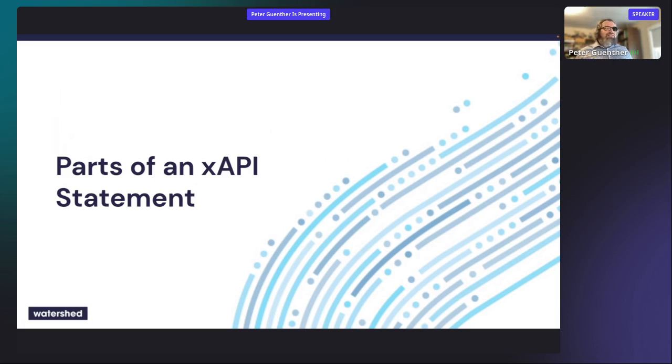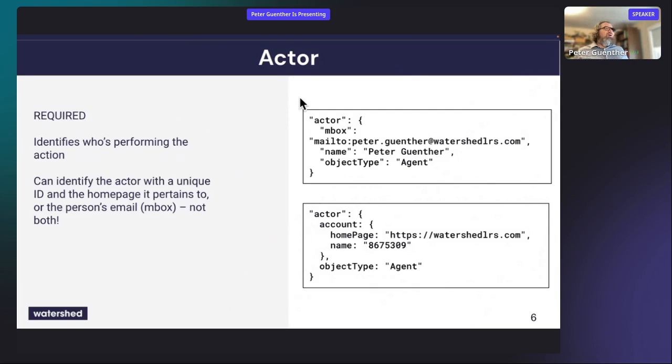There are JavaScript objects in JavaScript object notation called JSON for short. And we're going to be looking at that JSON code before we use JavaScript to send xAPI. So there are 5+ pieces to an xAPI statement. 3 are required.